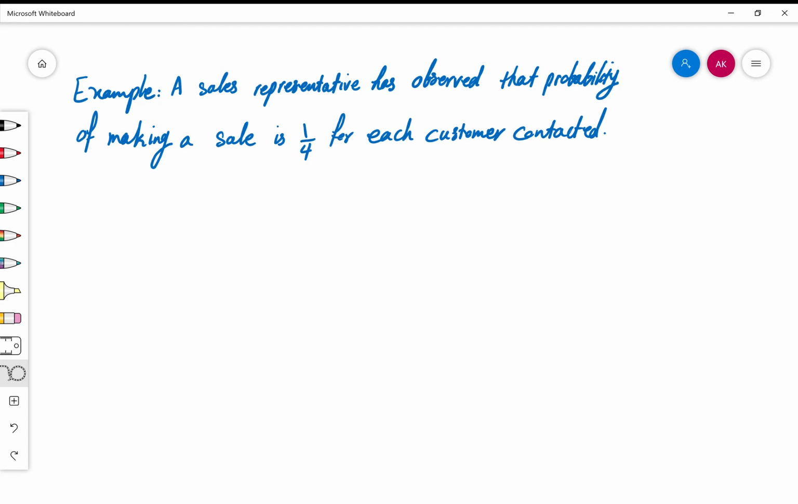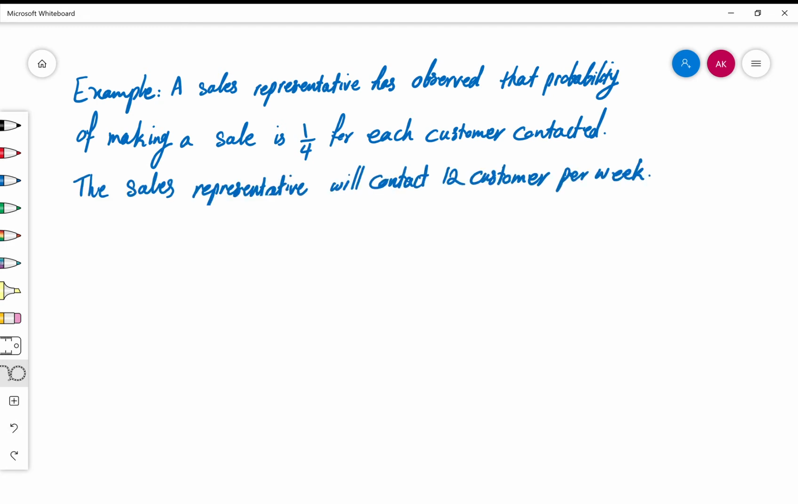So he calls different customers, and the chance that a customer buys the product is 1 over 4. The sales representative will contact 12 customers per week. That's nice, so he has something to do every week. He contacts 12 customers, and the chance that he will sell the product to each customer is 1 over 4.